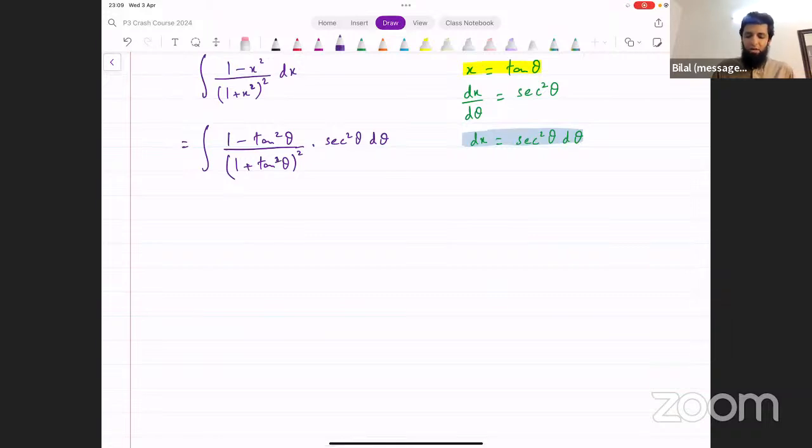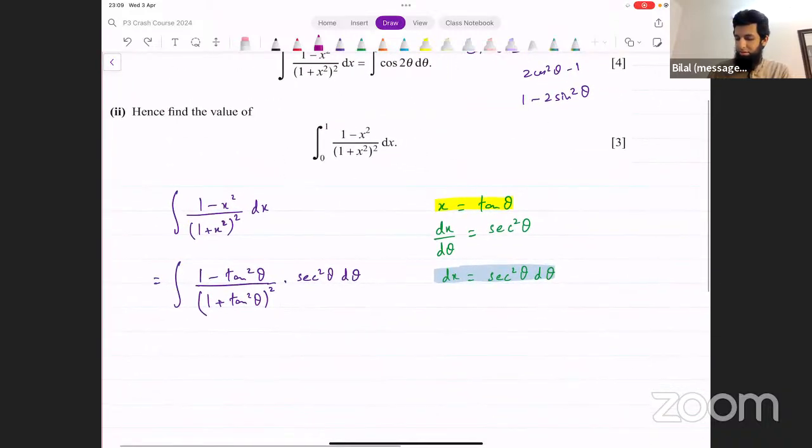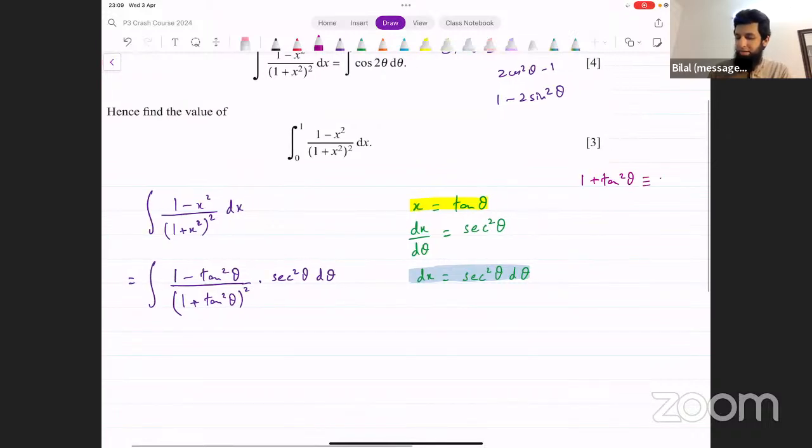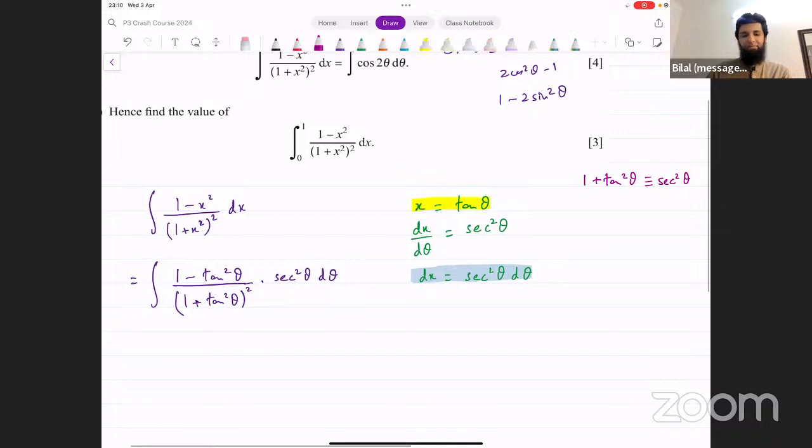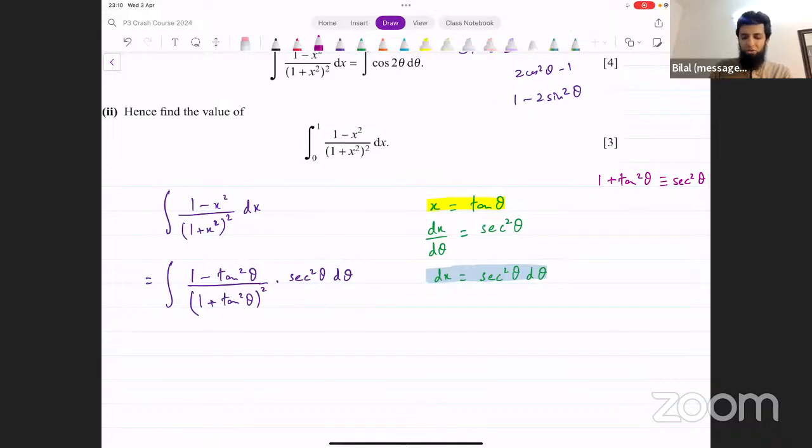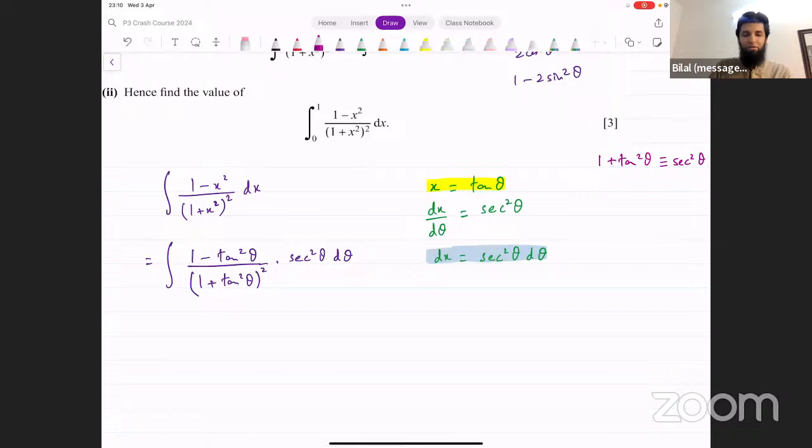So we have two functions here. One is tan and the other is secant. What's the connection between tan and secant? Does anyone remember that? Do we have any identity connecting tan and secant? We have 1 plus tan square theta, that is identical to secant square theta. So that can be used to maybe get rid of one of the functions here.